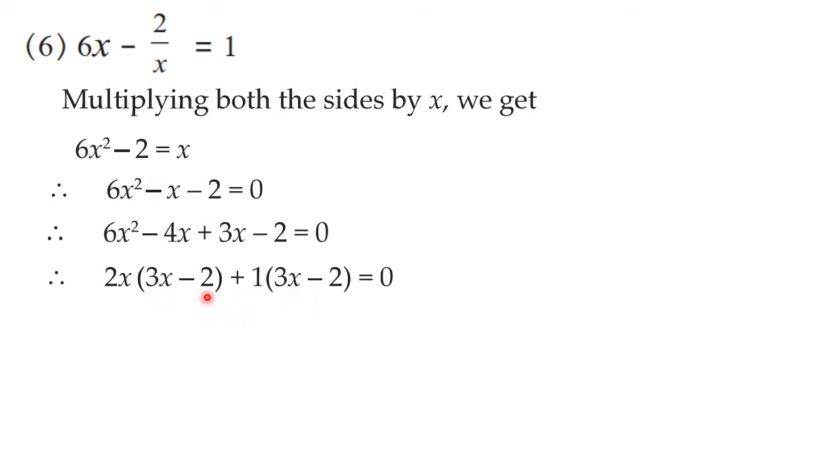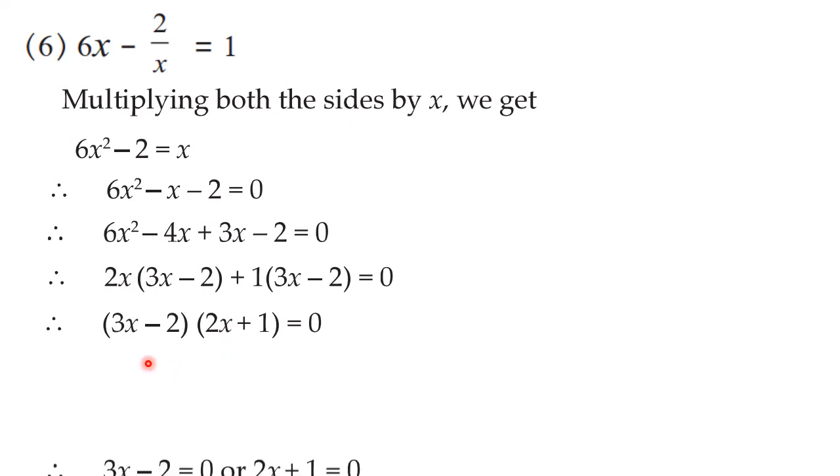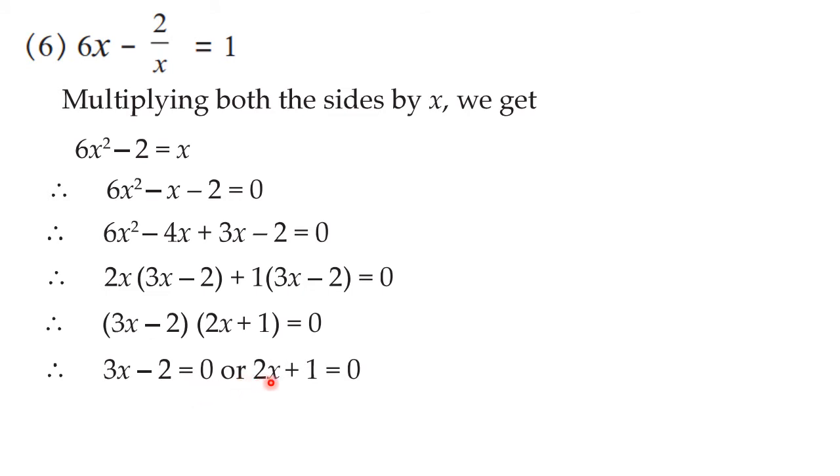Now you can see that this bracket is common, that we will write as the first bracket, and in the second bracket we will write down the remaining terms, that is 2x plus 1. So the polynomial is factorized into two factors, 3x minus 2 and 2x plus 1. Now the next step, to write either or. Either the first bracket is 0 or the second bracket is 0. So what we can write here is 3x minus 2 is equal to 0, or 2x plus 1 is equal to 0. Shift this minus to this side, so it will become plus.